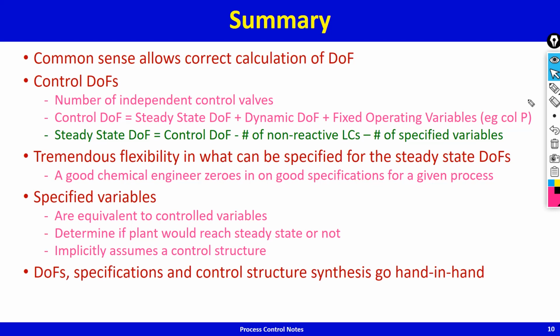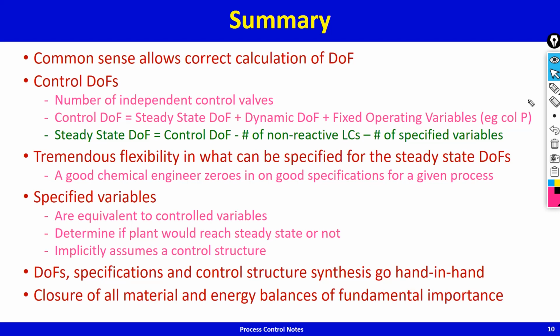So in that sense, degrees of freedom, specifications, and control structure synthesis go hand in hand. You either understand all of it or you understand none of it. And in order to understand all of it, an understanding of what are my independent material and energy balances and are they closed or not, that is of fundamental importance, and I cannot overemphasize how important that is in order to understand everything that is of consequence in chemical engineering.